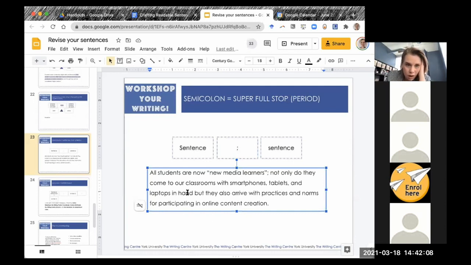So for instance, all students are now new media learners, semicolon. Not only do they come to our classrooms with smartphones, tablets, and laptops in hand, but they also arrive with practices and norms for participating in online content creation.